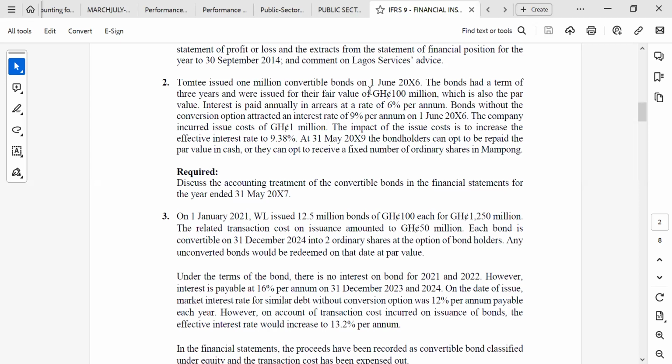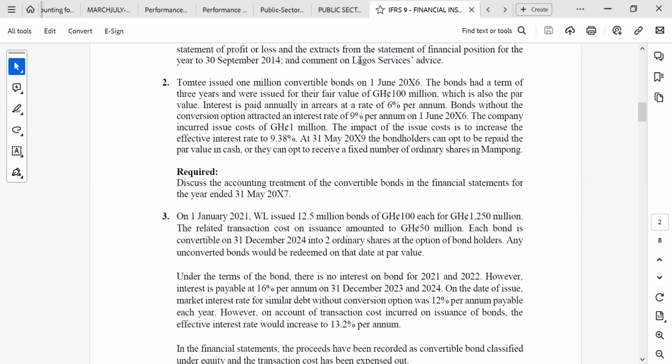Tom T issued 1 million convertible bonds on 1st June 20x6. The bonds had a term of 3 years and were issued for their fair value of 100 million, which is also the par value. Interest is paid annually in arrears at a rate of 6% per annum. Bonds without the conversion option attracted an interest rate of 9% per annum on 1st June 20x6. The company incurred issue cost of 1 million. The impact of the issue cost is to increase the effective interest rate to 9.38%.